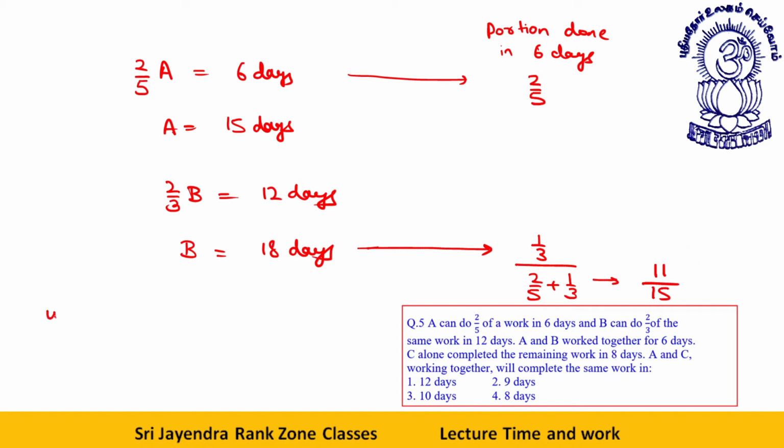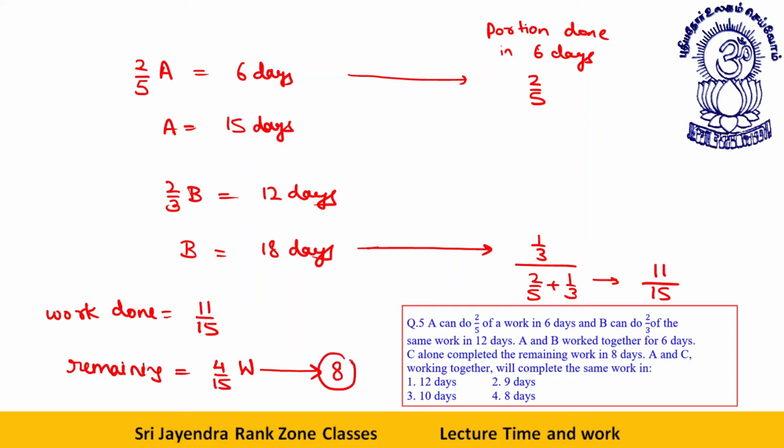So work done is 11 by 15. So remaining is how much? Remaining is 4 by 15th work. This 4 by 15th work is done by C in 8 days. C alone completes the remaining work in 8 days.